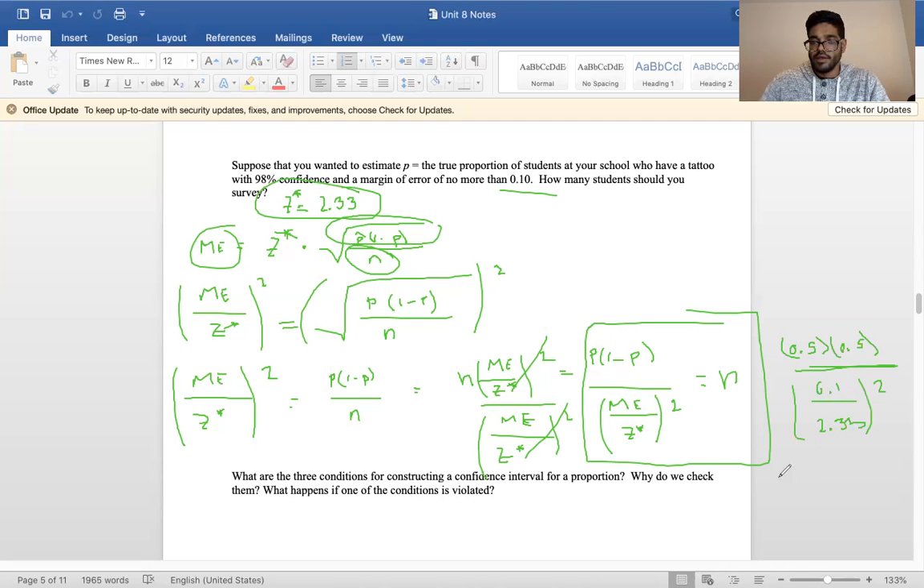Right? And once you simplify that down, you'll get N equals 135.7. We always round up, so we say that N is equal to 136. Okay? So make sure you always round up. So just a bunch of algebra to get to this point, and then you just plug in information from there.